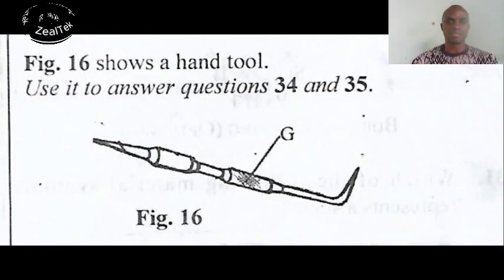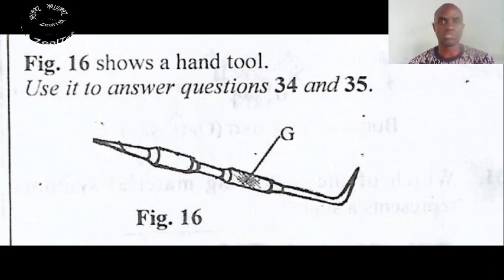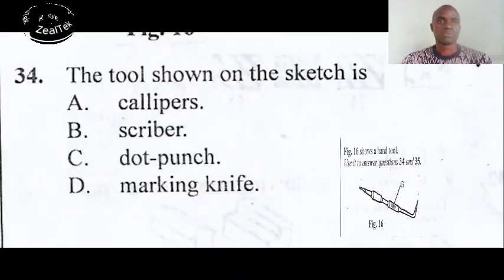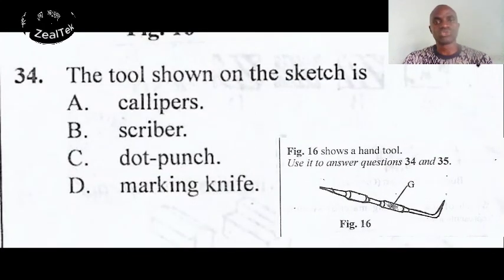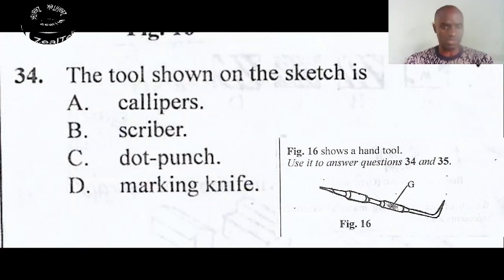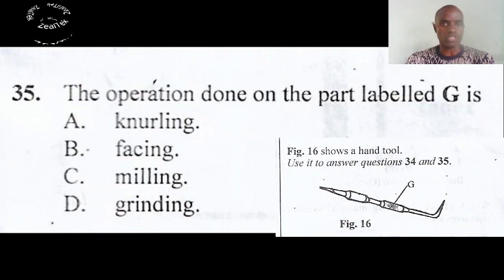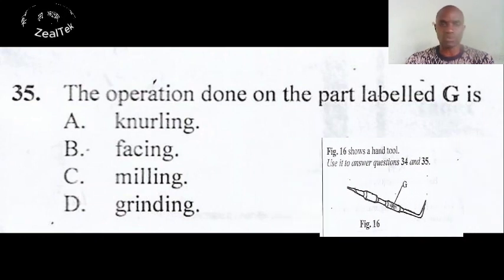Question 16 is a diagram. All right, we are seeing figure 16 as a diagram. It shows a hand tool. Use it to answer questions 34 and 35. Now 34, the tool shown on the sketch is what? The correct answer is B, which is scriber. And the operation done on the part labeled G is A, knurling. It's knurling that was done to that part.